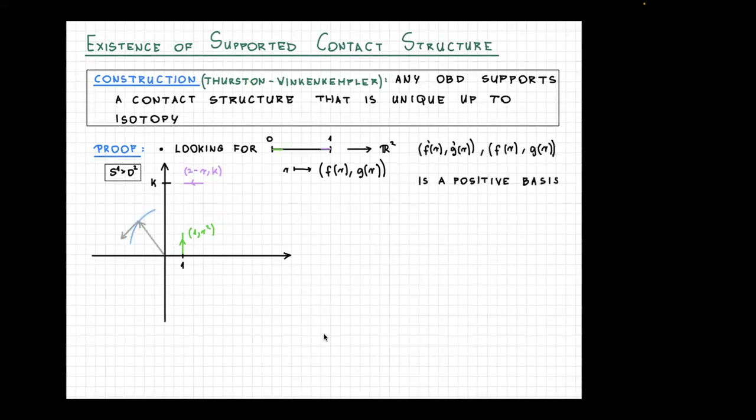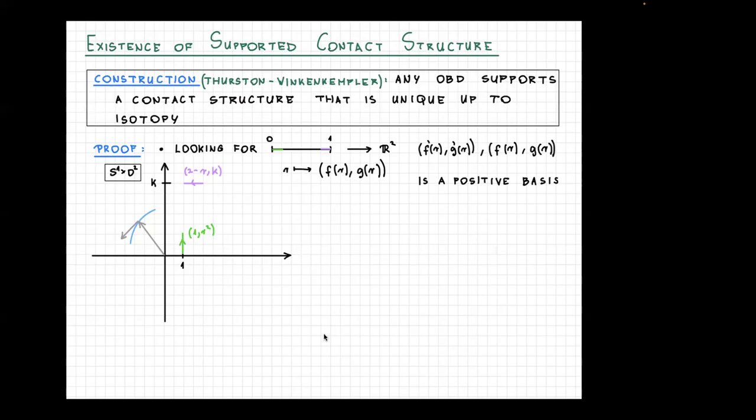And the contactness, if you just check what alpha wedge d alpha being positive means, it just means that the f(r), g(r) and the derivative vector have to give you a positive basis of R2. So this vector together with the tangent vector has to give you a positive basis. So it has to somehow turn this way. That is the condition of being a contact form.